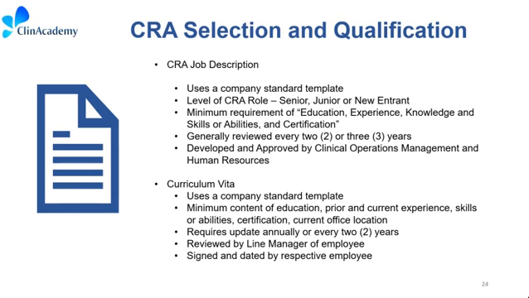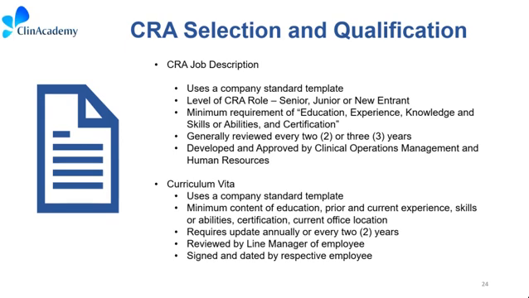In a sponsor organization or a contract research organization, there will be a CRA job description. The job description will provide the recruitment requirements of a CRA and the roles and responsibilities of a CRA expected by every organization. Generally, the company uses a company standard template which specifies the level of the CRA, junior, senior, or new entrant, describing the minimum requirements in terms of education, experience, knowledge, skills, abilities, and even certification requirements. The CRA job description is generally reviewed every 2 or 3 years, and this document is developed and approved by the Clinical Operations Management and Human Resource Division.